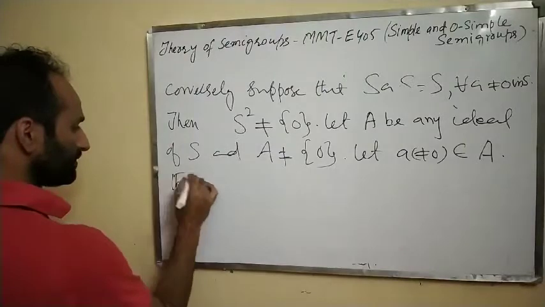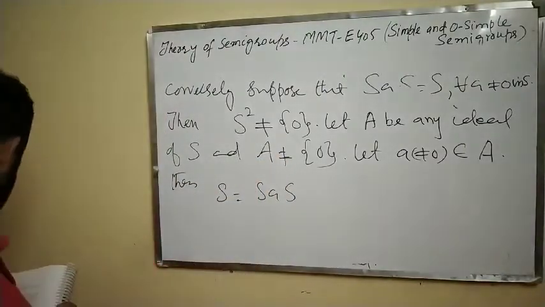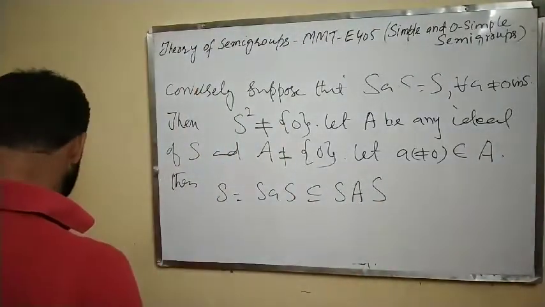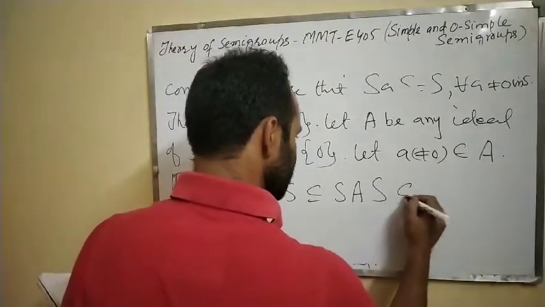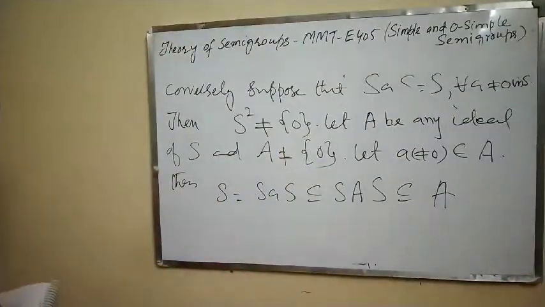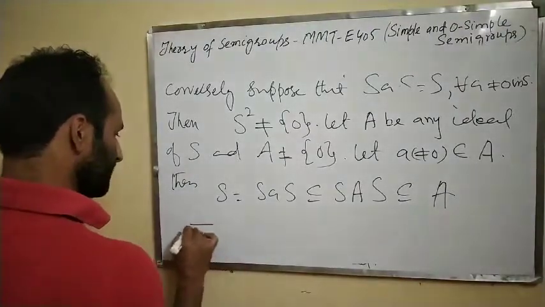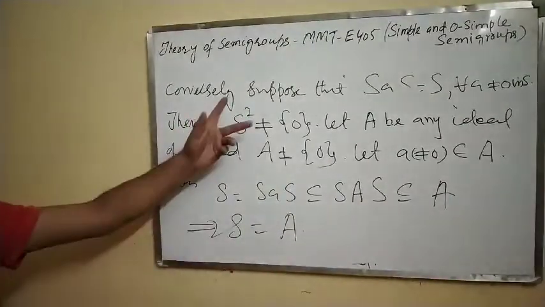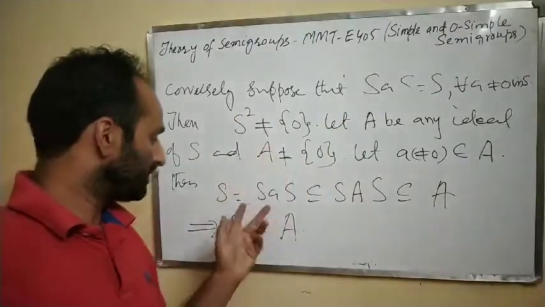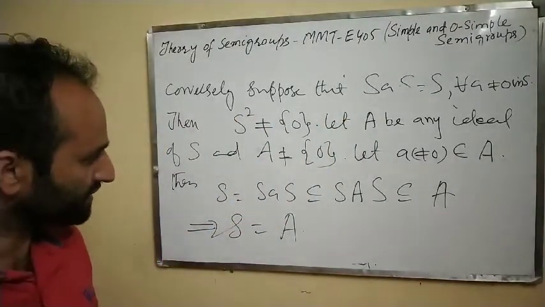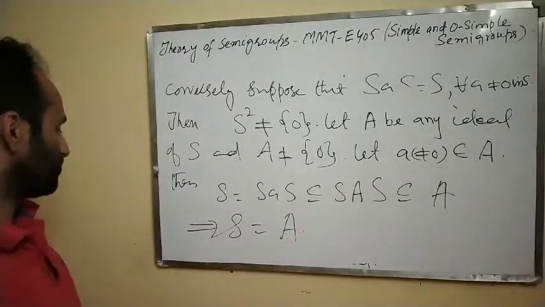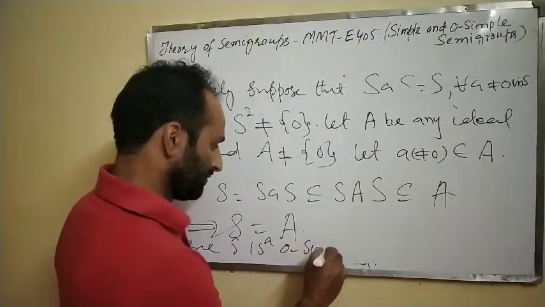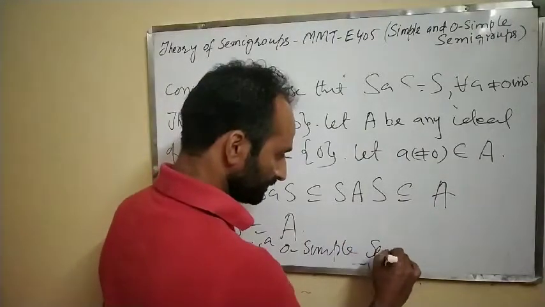Then you can see S is equal to SaS, and that's a subset of SAS because a is an element of A. But A is an ideal, so SAS is a subset of A, which implies that S is a subset of A. That means S is equal to A because A is always a subset of S. So hence if A is a non-zero ideal of S, then S is equal to A. So S has only two ideals, namely 0 and S itself. Hence S is a zero simple semigroup.